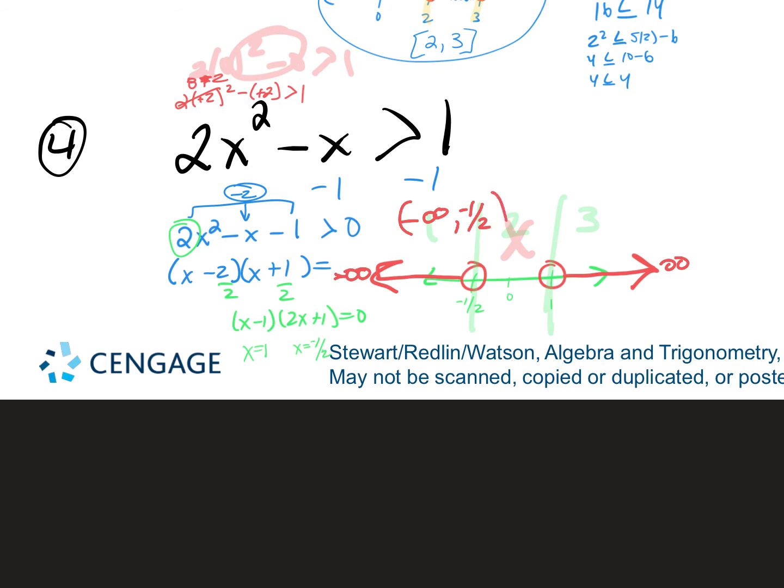-1/2. And then there's a gap. I don't use -1/2. It's an open dot. There's my gap. Where I write my gap, I just put a U. And then what's the next portion? 1 to infinity. Very good.